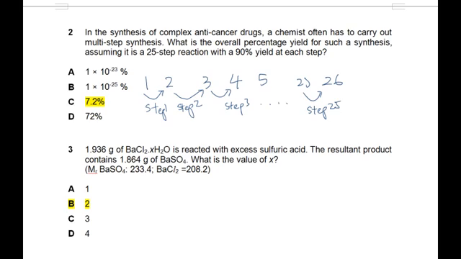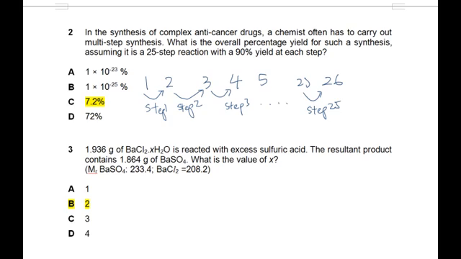In this question, we are asked to determine the overall percentage yield for a 25 step reaction. To make things easier to understand, you can imagine it to be like the scheme which I drew on the screen. You can imagine that I have different stages, stage 1 all the way to stage 26. When I get from one stage to the other, I'm doing a one-step reaction. Since we have 26 stages, to get from 1 to 26, we need 25 steps.